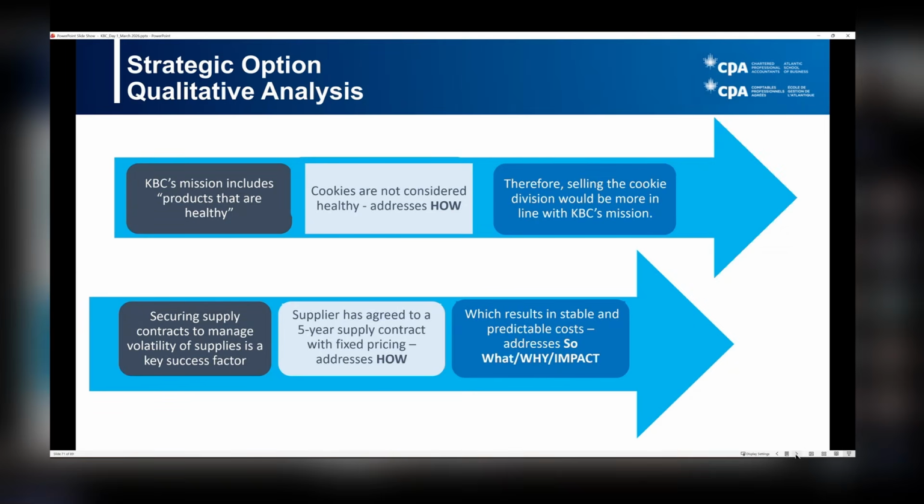So let me provide you an example. KBC's mission includes products that are healthy. Cookies are not considered healthy. That's addressing the how. Therefore, selling the cookie division would be more in line with KBC's mission. When it comes to the key success factors, you need to not only address the how, but answer that question, so what? What's the potential positive or negative impact? So securing supply contracts to manage the volatility of supplies is a key success factor. Suppliers have agreed to a 5-year supply contract with fixed pricing. Answer that, why an impact, which results in stable and predictable costs.